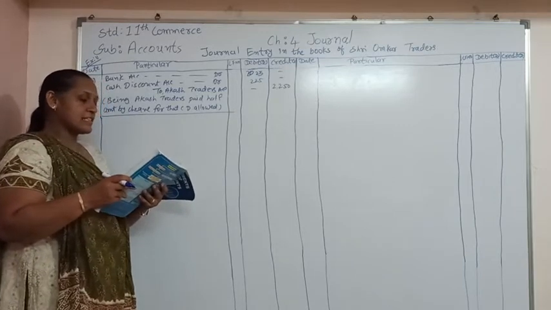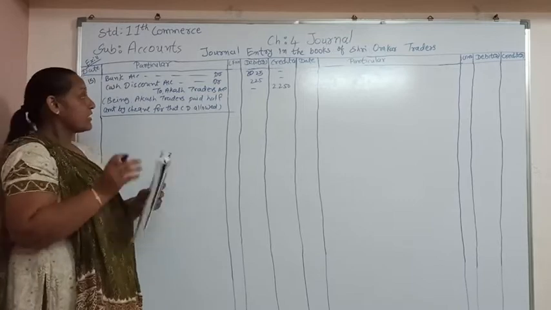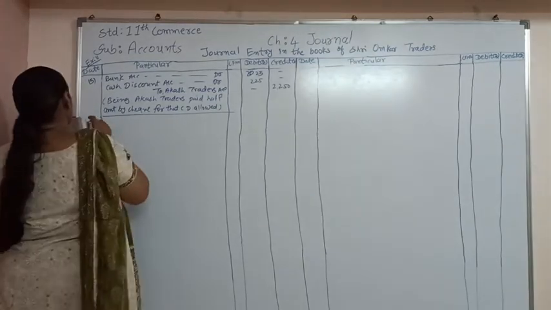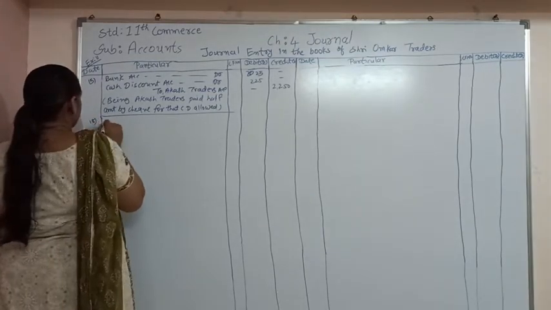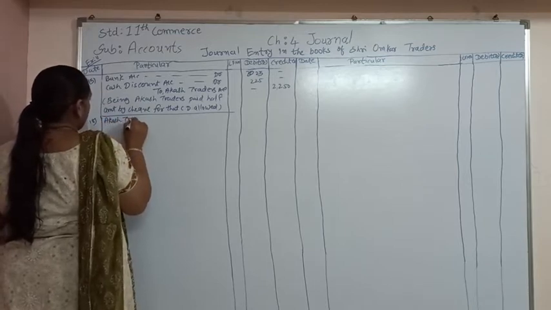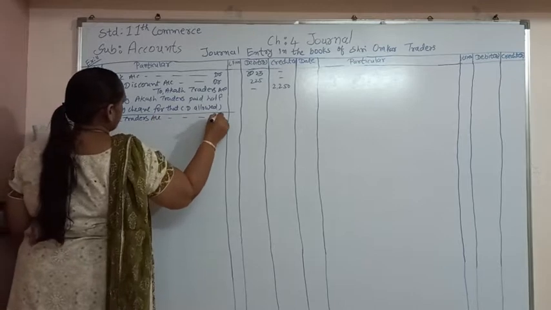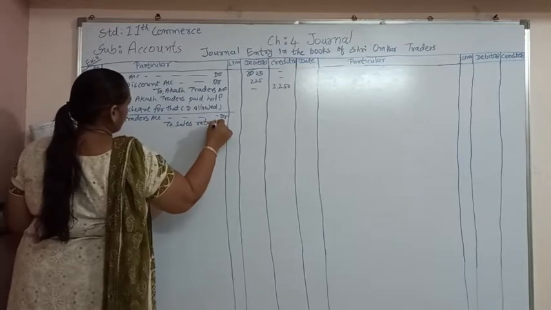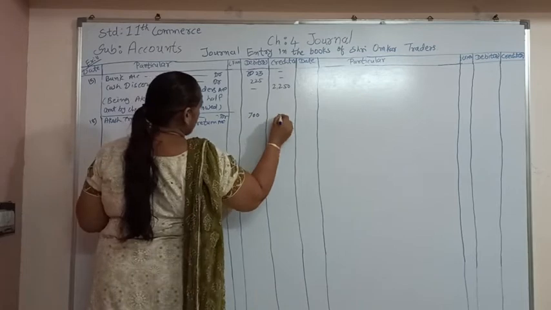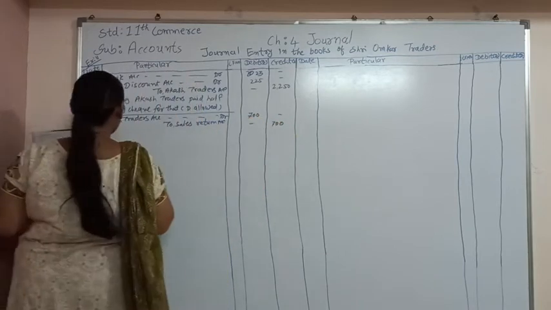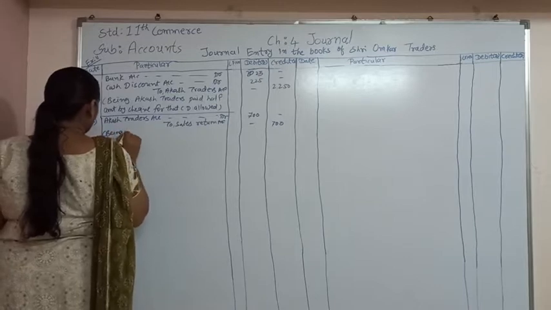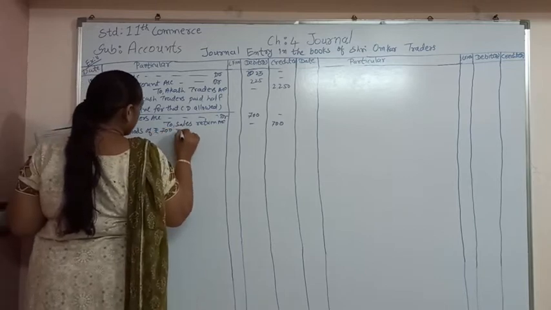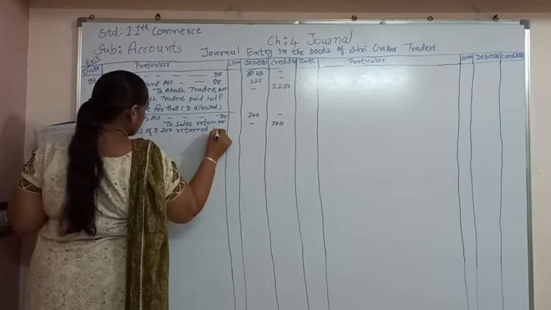Next transaction is Akash Traders has returned back goods of rupees 700. So that is a sales return. For sales return, account debit to Akash Traders. That journal entry we are going to pass. Akash Traders account debit to sales return account, and that will be 700, being goods of rupees 700 returned by Akash Traders.